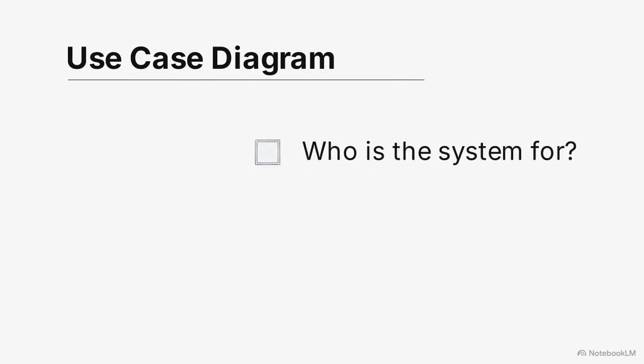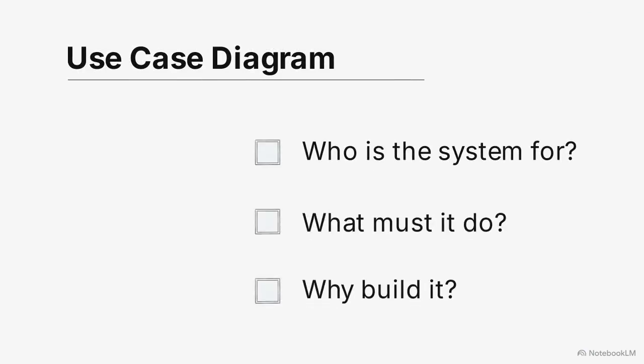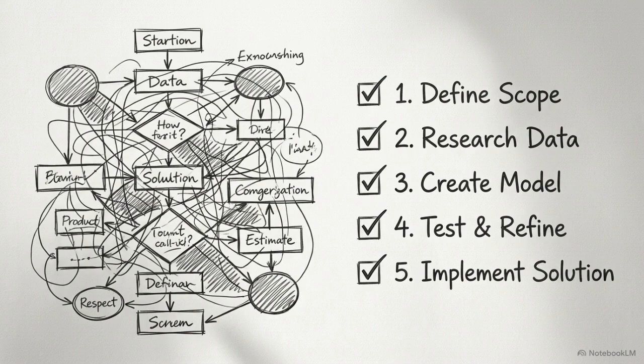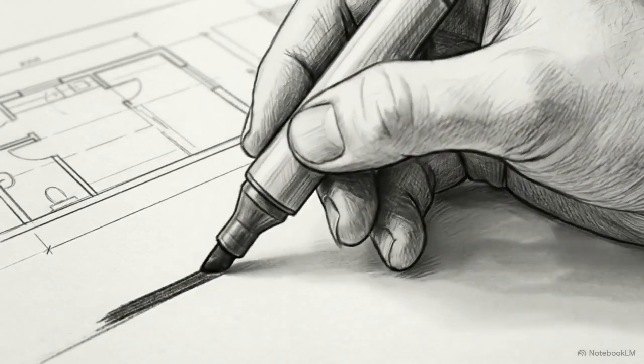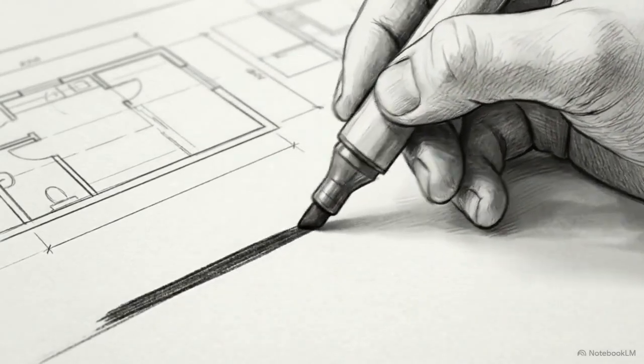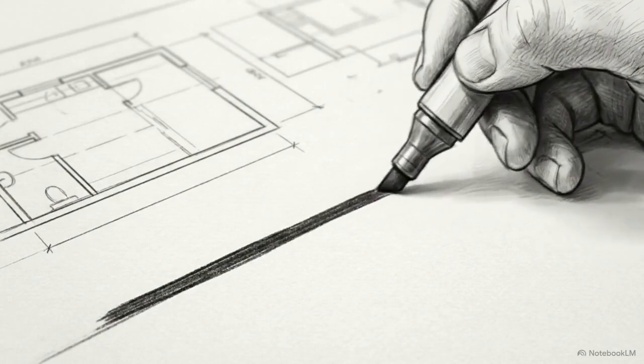A completed use case diagram must answer exactly 3 questions. Who is the system for? What must it do? And why build it? It is not a flowchart of internal logic. It is a strict visual contract depicting the system exactly as it appears to the outside world. The first functional step in translating abstract requirements into a unified model is defining what actually belongs to the system.